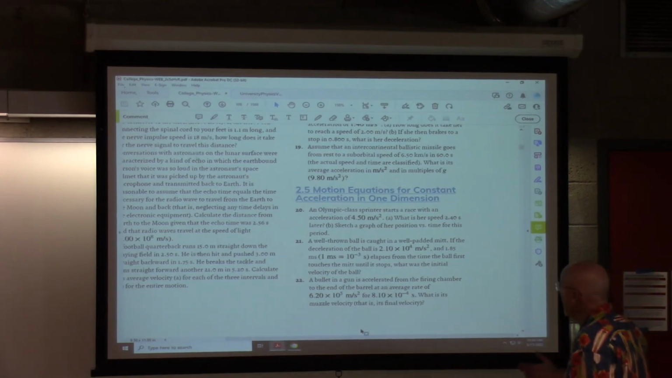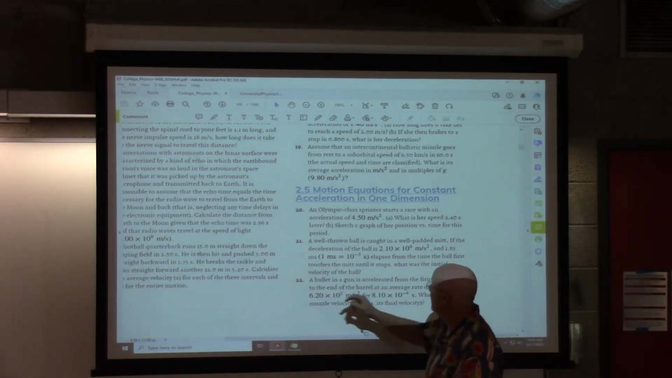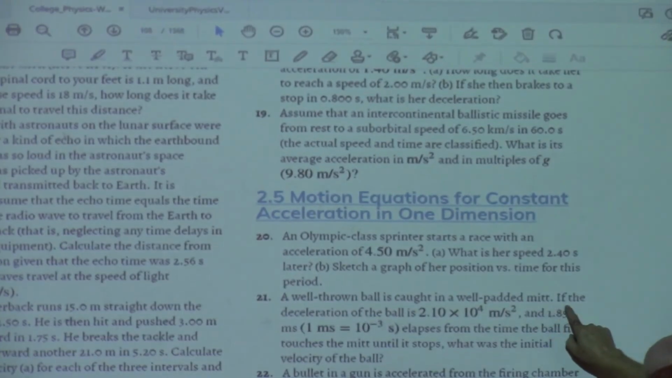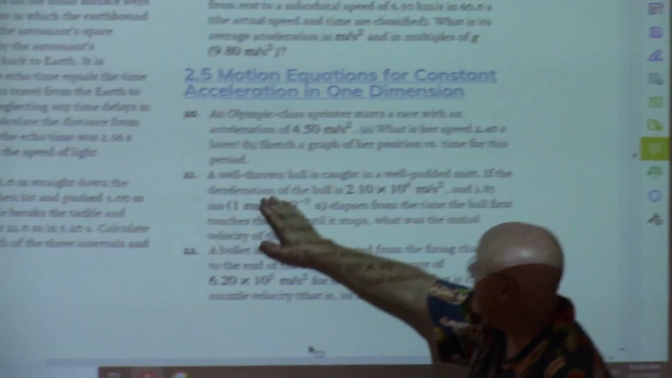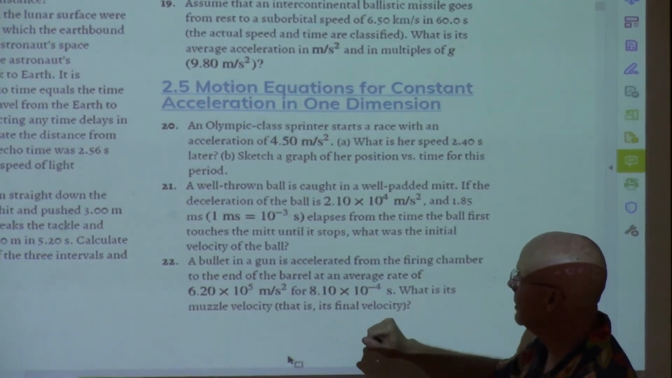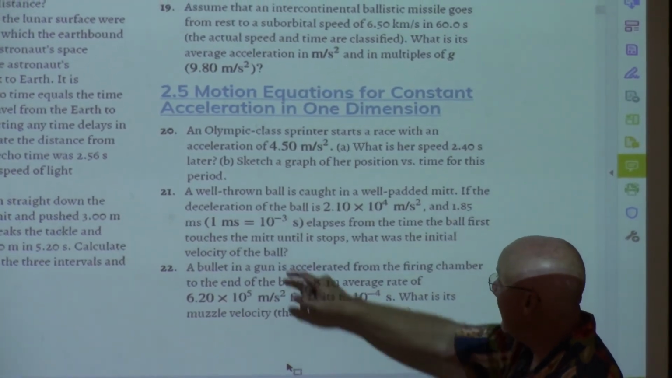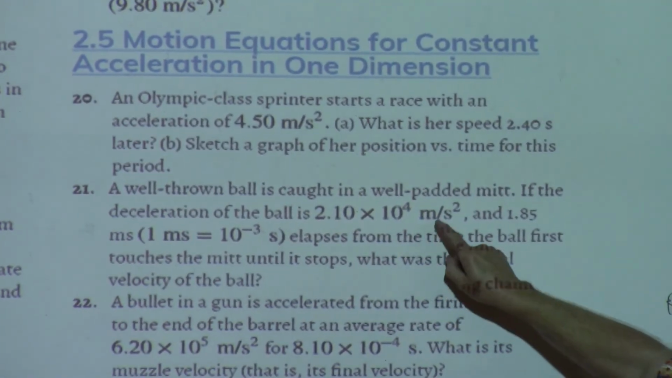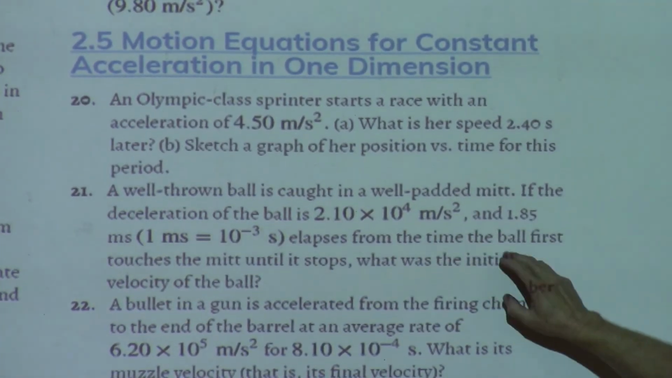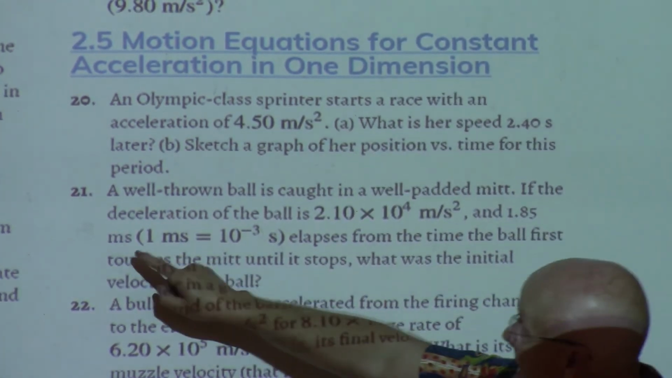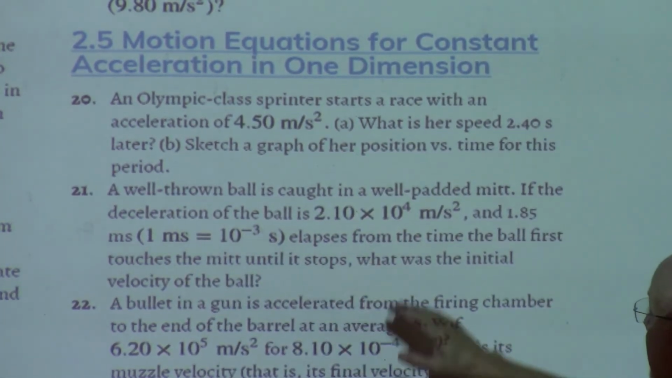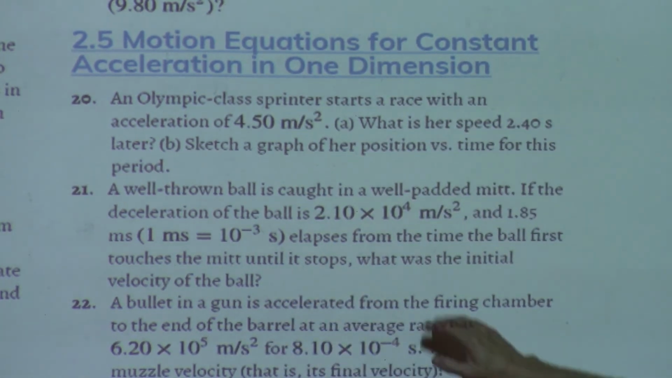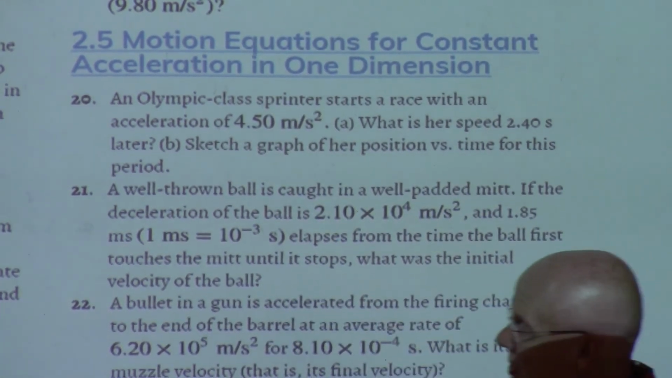All right, so 21 simply says this: a well-thrown ball is caught in a well-padded mitt. If the deceleration, interesting, he uses the word, of a ball is 2.10 times 10 to the minus 4 meters per second squared, and 1.85 milliseconds elapses from the time the ball first touches the mitt until it stops, what was the initial speed of the ball?